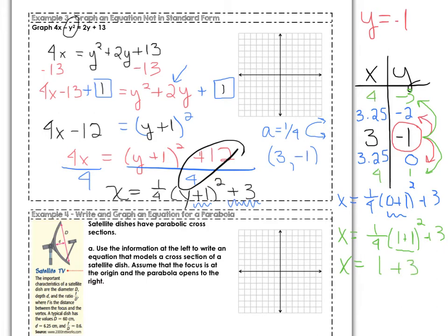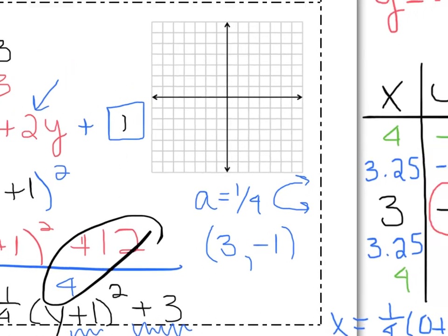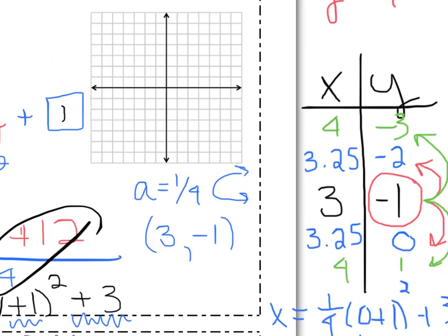Okay, so now I have this little xy table here for myself. And I'm going to use that and plot the coordinates. Now I'm going to plot them like I normally do. So at (3, negative 1) is where I have my axis of symmetry as well as my vertex. And now I have a coordinate at (3.25, negative 2), as well as (3.25, 0).